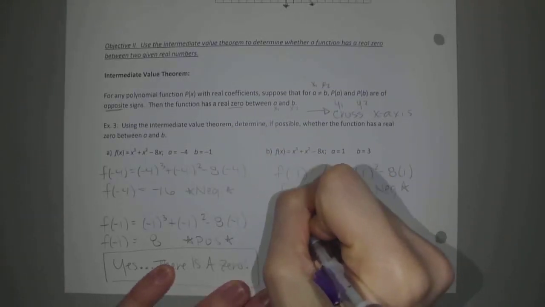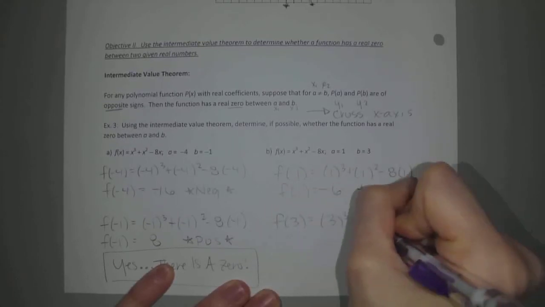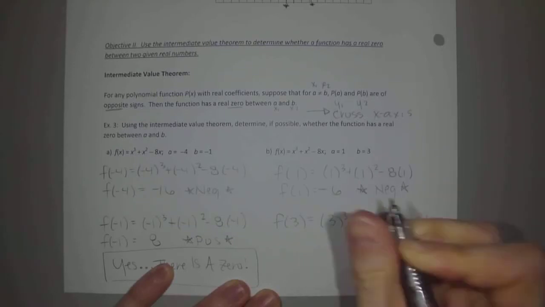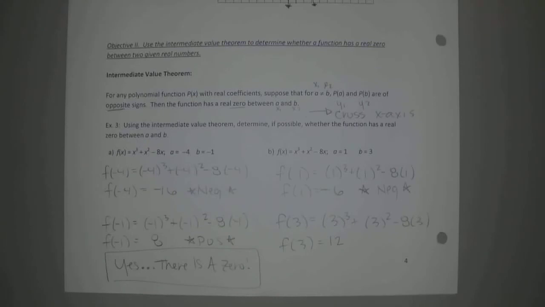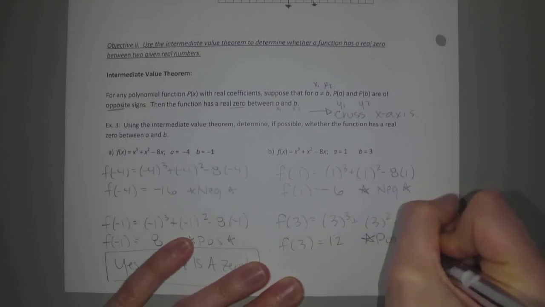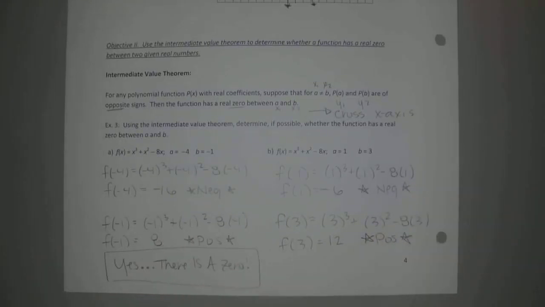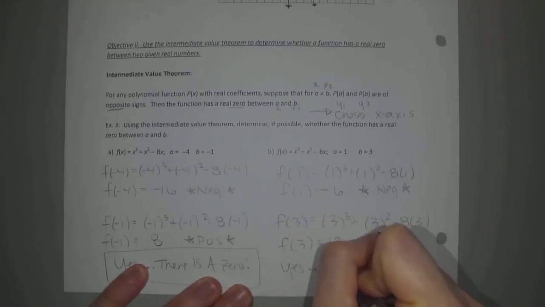So let's figure out what f of 3 is. 3 cubed plus 3 squared minus 8 times 3. Yeah, I get a positive again. I get positive 12. Is that the right mental math? 3 cubed is 27, plus 3 squared is 9. So 27 plus 9 is 36. 36 minus 24 is 12. Okay? Again, do I really care that it's 12? No, I just care that its sign is positive. So what does that mean from 1 to 3? I started below the x-axis, I went up above, so there is a 0. I crossed the x-axis at some point. So yes, there is a 0.